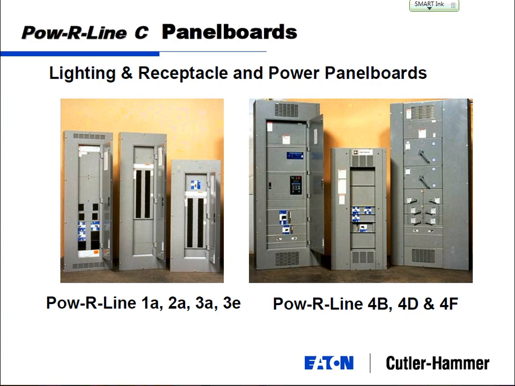The upper end are called power line 4 panel boards. 4B, 4D, 4F. Bonus credit if anybody can tell me what the B, D, and F mean. B for breaker, F for fusible, and D I would have given double bonus. That actually means drop. So these panels are, you can see they're much bigger.